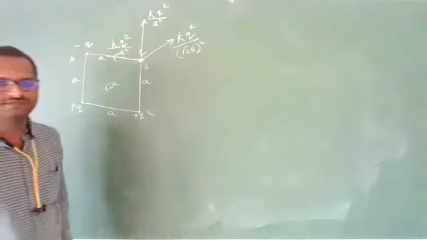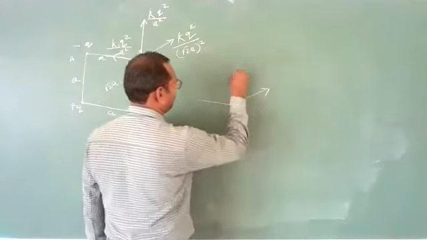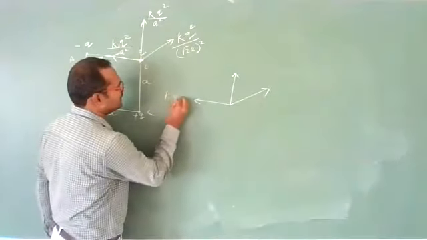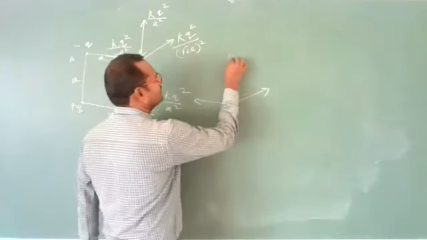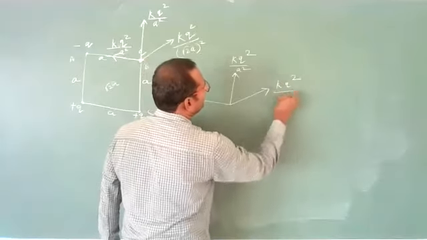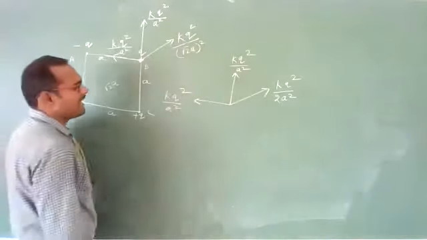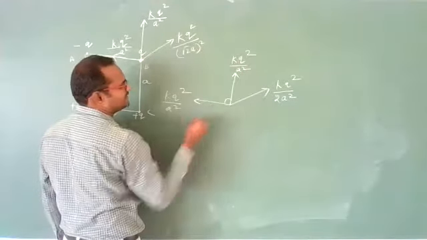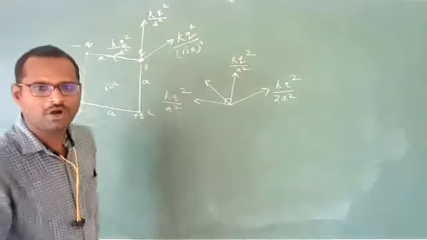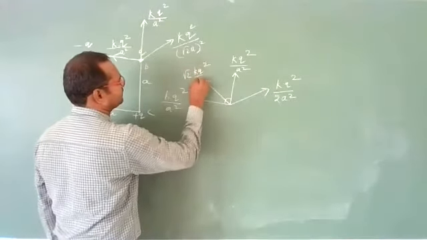Now we have three forces. Three forces are like this. Add them according to vectors. This value is K Q square by A square. This value is K Q square by A square. This value is K Q square by 2A square, since √2 square is 2. As we know, these two make a 90 degree angle. The resultant of these two will be exactly at 45 degrees. How much? √2 times K Q square by A square.